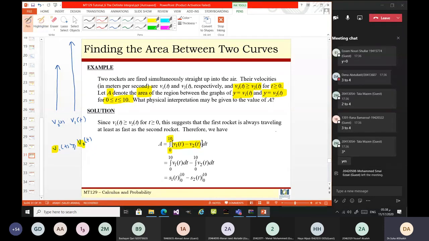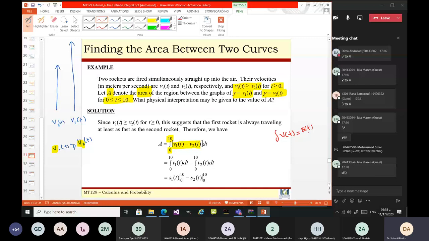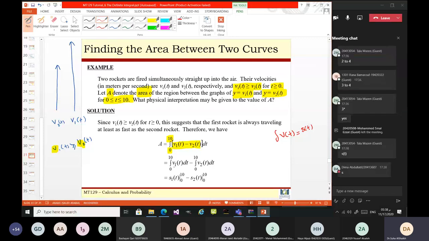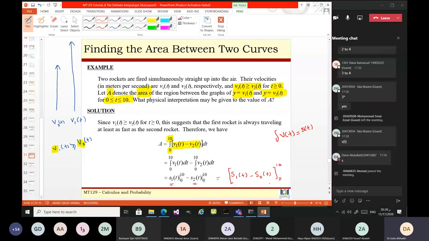Now, what did we say? What's the integration of v? What did we agree? What does the integration of v give me? That's correct. It gives me S of t. So the integration of v1 of t will give me S1 of t. The integration of v2 of t will give me S2 of t. And this is from 0 to 10. So I can say S1 of t minus S2 of t from 0 to 10 is this amount, the difference between S1 and S2.